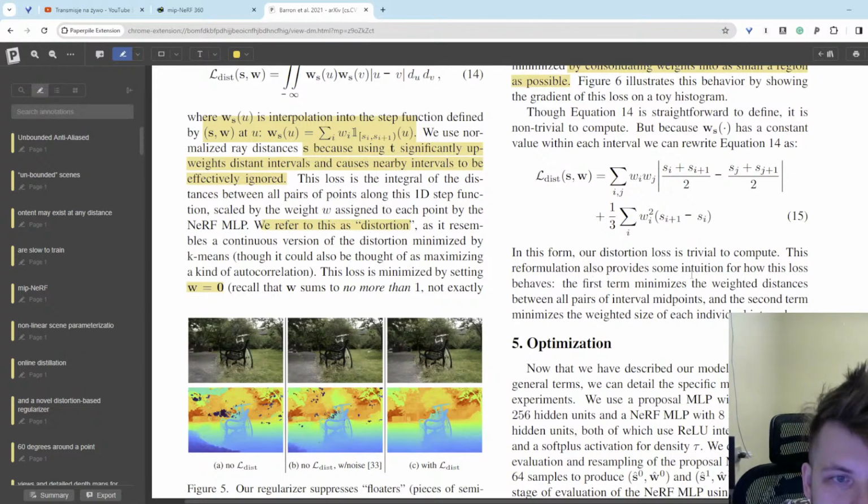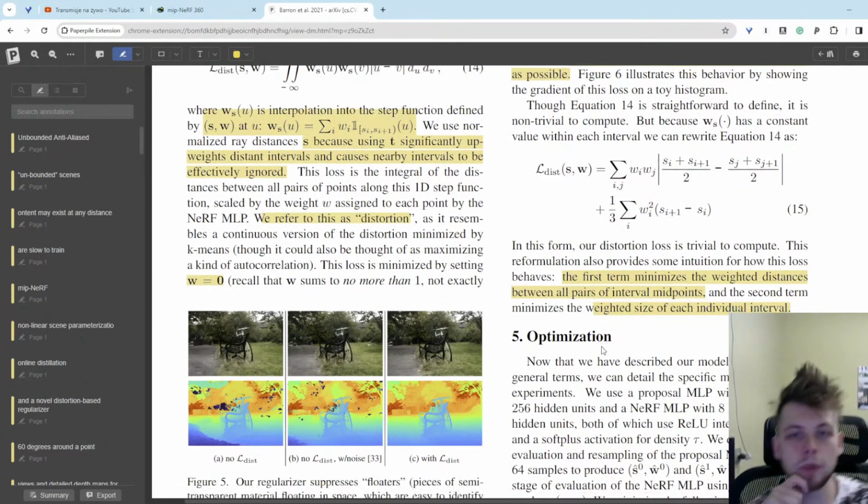This reformulation also provides some intuition for how this loss behaves. The first term minimizes the weighted distance between all pairs of interval midpoints, exactly. And the second term minimizes the weighted size of each individual interval. So this is the size, this is the weight on it.